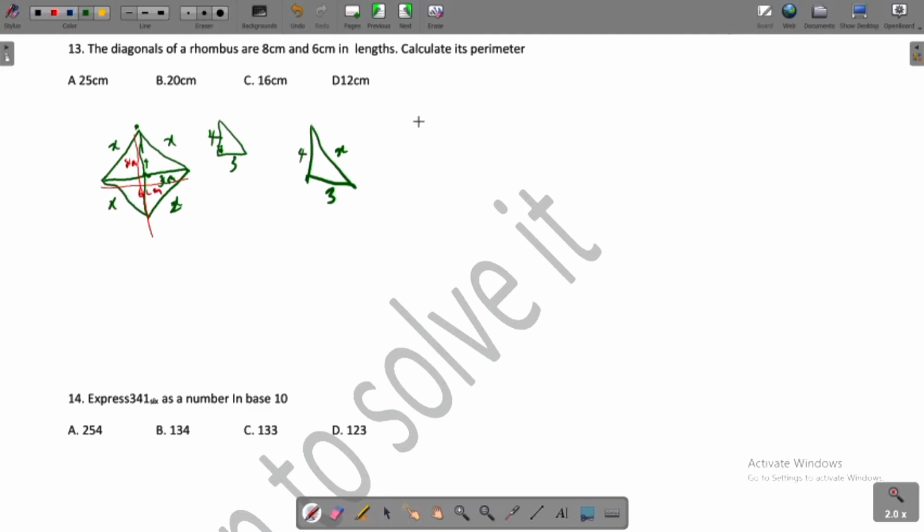You need to understand the Pythagoras Theorem. That is, the hypotenuse square is equal to the opposite square plus the adjacent square. So you have the hypotenuse square, and you can represent this with anything. You can represent it with b square equal to a square plus c square.